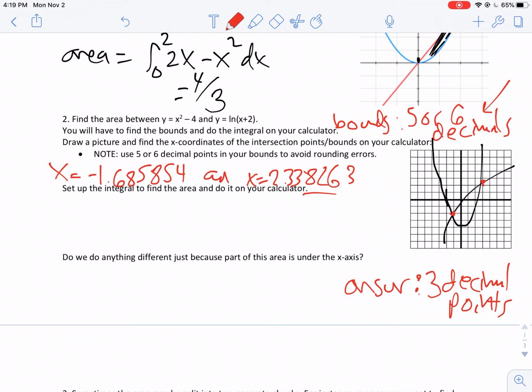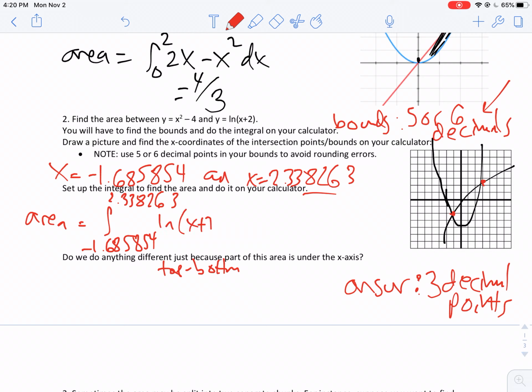So when you want to find the area here, you look at this area. Left to right, that's negative 1.685854 to 2.338263. So I'm going left to right. Again, I'm going to do top minus bottom. Okay, so I'm integrating here. We see the ln x plus 2 is on top, and the parabola is on bottom. So you'll plug this in your calculator, and I got 12.9438.